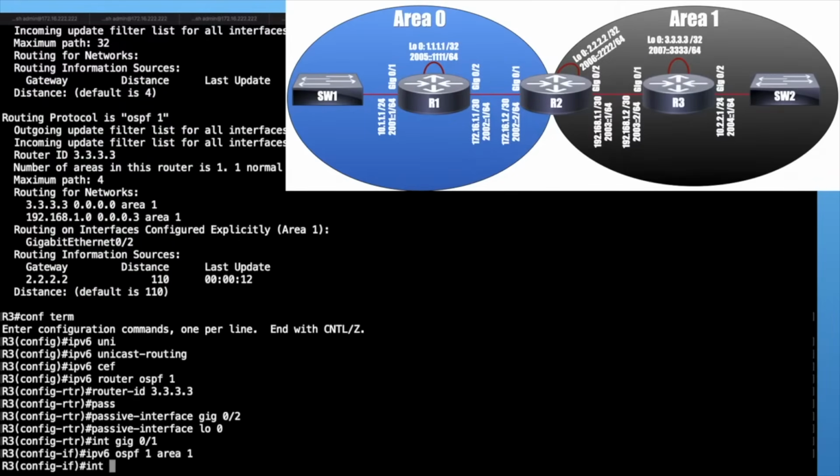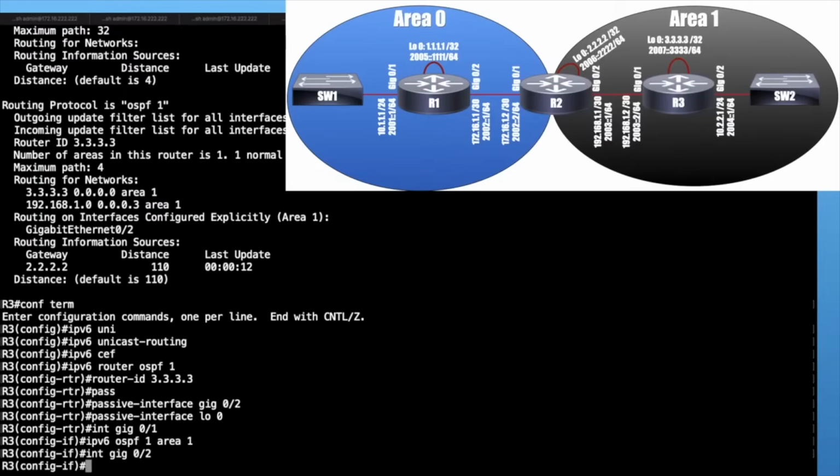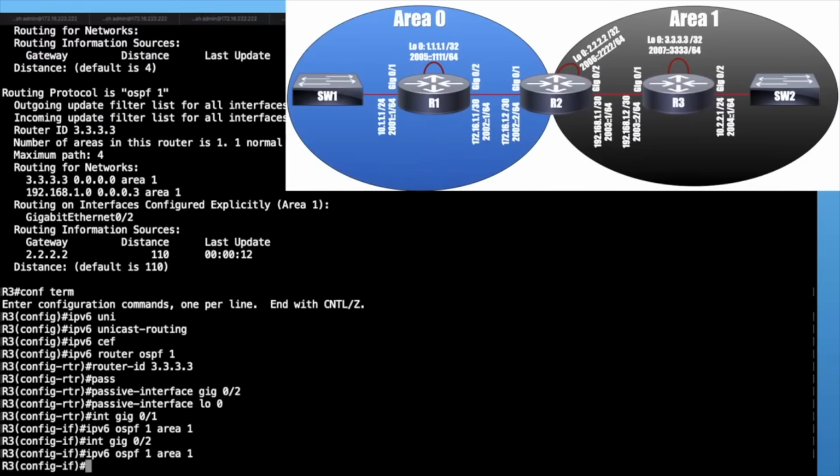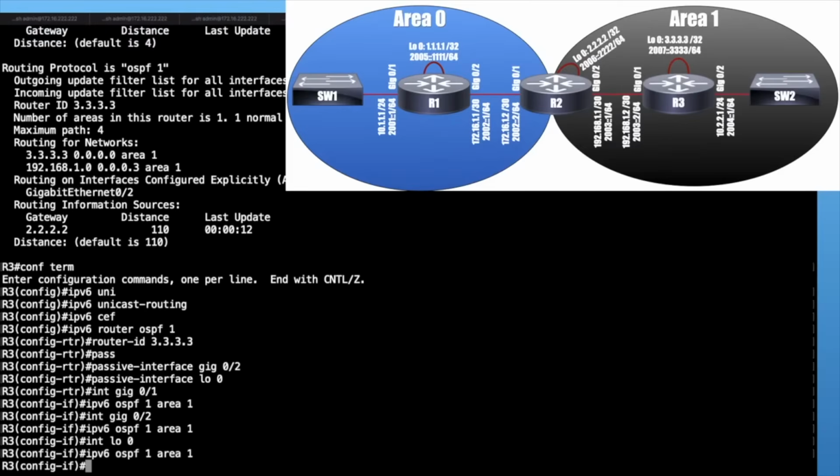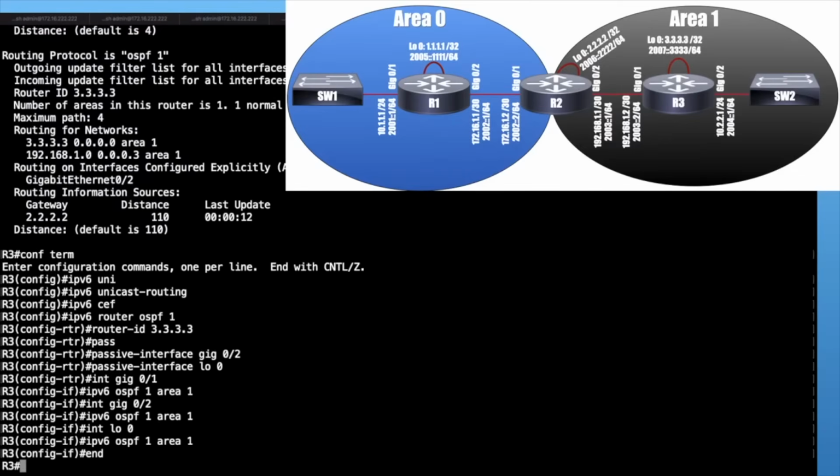Let's go into gig 0/2. Same thing. We're part of OSPF process ID 1 in area 1. Let's do our loopback. Loopback 0, IPv6, OSPF 1, area 1. I think we're done on R3. Let's go back over to R2.